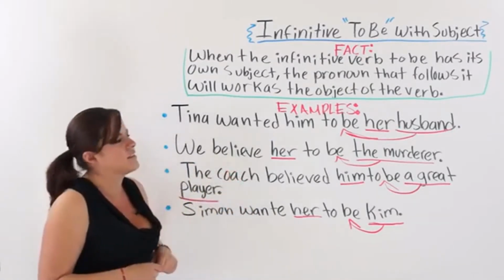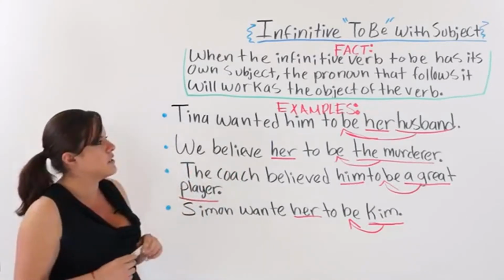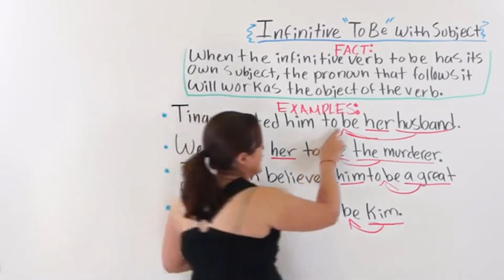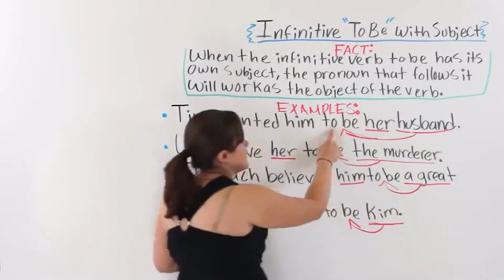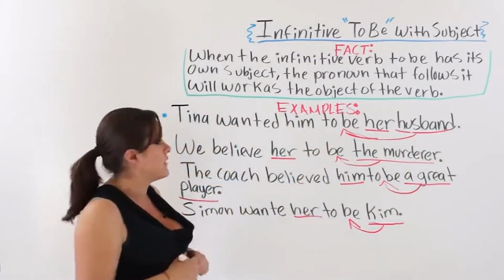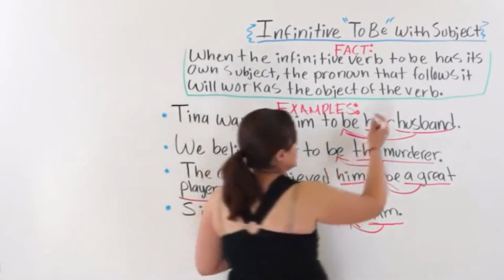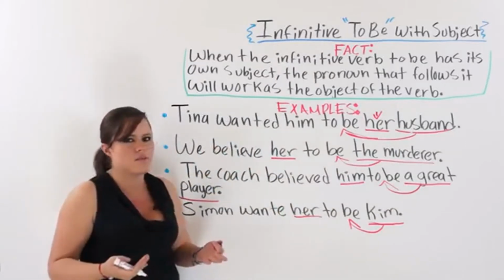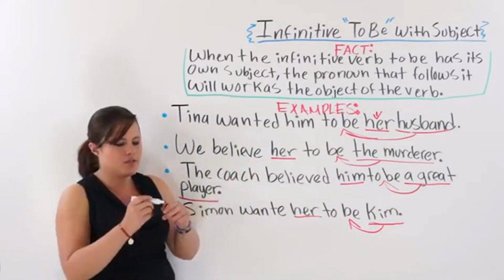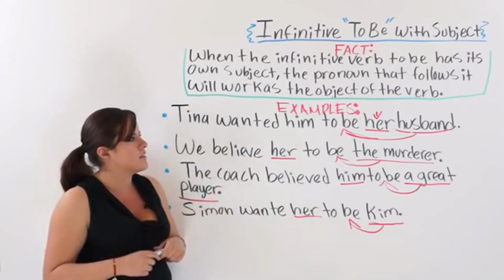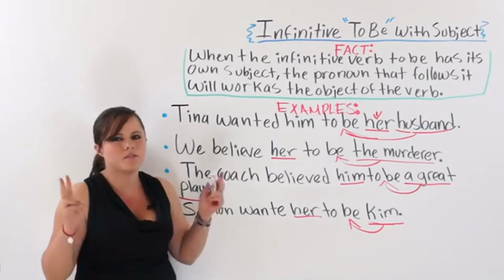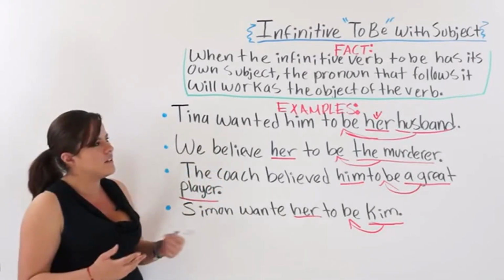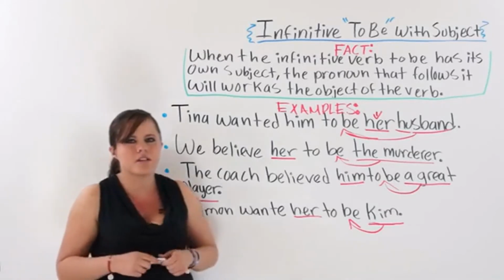Did you notice? Tina wanted him to be her husband. No? This here is not the object of the infinitive. This here is not an object pronoun, even though they look the same. That there is a possessive pronoun, her husband. It belongs to her. Well, metaphorically speaking, it does. So Tina wanted him to be her husband. It is not working as an object pronoun. It is working as a possessive pronoun.